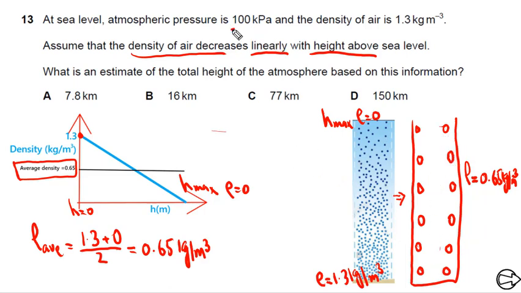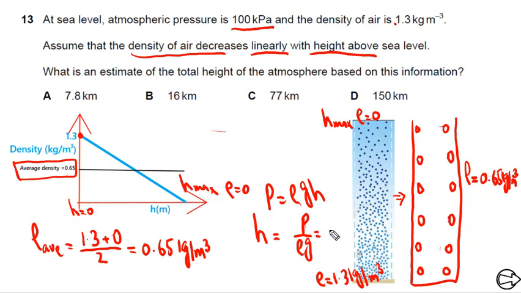As you can see, the value of P is given to us, so we can simply use P is equal to rho g h. Now, as the density is constant, meaning if we take average density, we can assume this density is constant, so simply we need to find the height. So the height is equal to P over rho g.